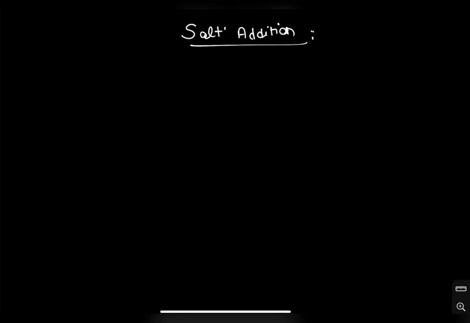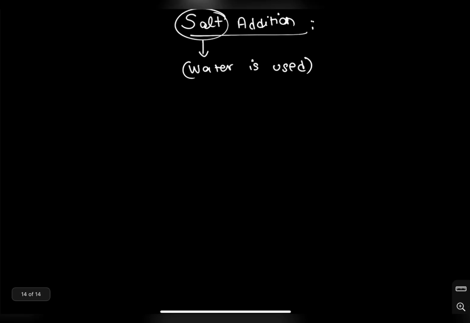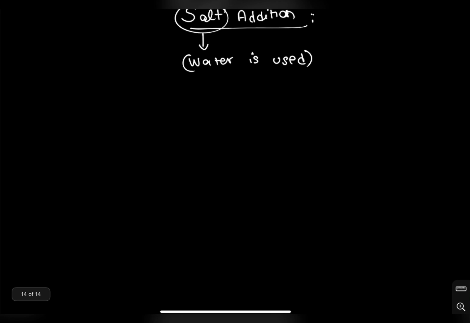The last two methods, the second last method is something called salt addition. Now, since the name is salt addition, it should be clear that somewhere water is used, right? Because salts are usually soluble in water. So that is actually the case here. What happens is, let's just take it with an example.